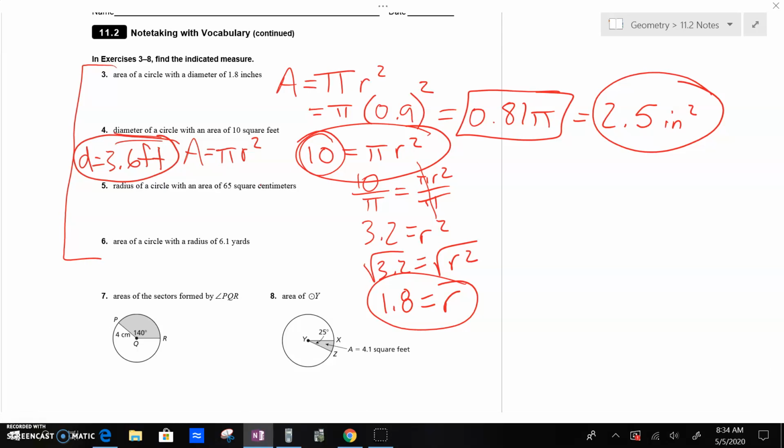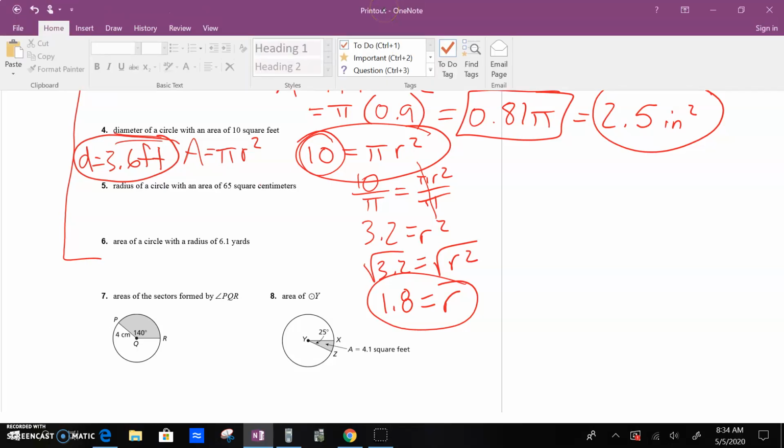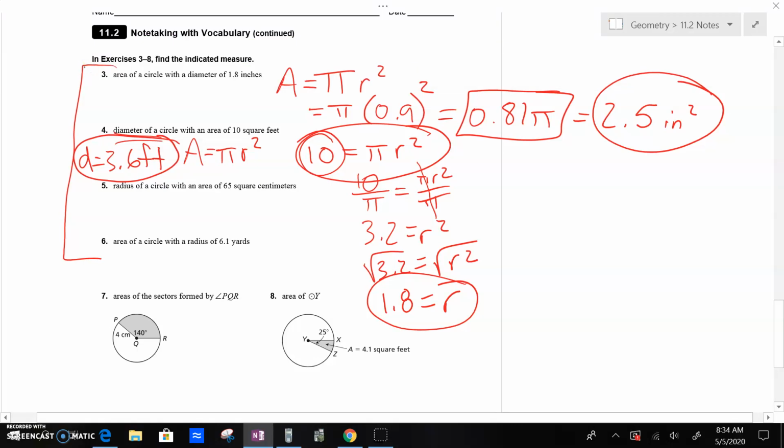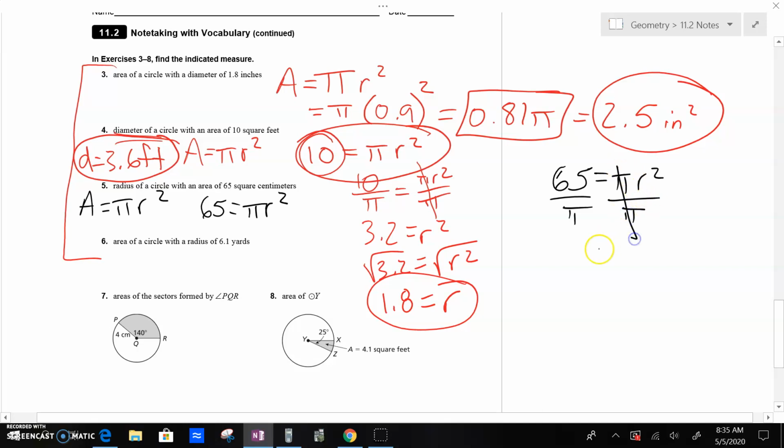Next one, number 5, we want the radius of a circle with an area of 65 square centimeters. I'm actually going to change colors here just to make it clear that I'm doing a different problem. So again, area is pi r squared. They're telling us the area is 65, so I'm going to say 65 equals pi r squared. And I'm going to go through this same set of steps that I did over here. And actually, I'll put that and I'll keep it in this black color so we can tell which one's which. I'm going to divide both sides by pi. On the right, that means the pi's will cancel out.